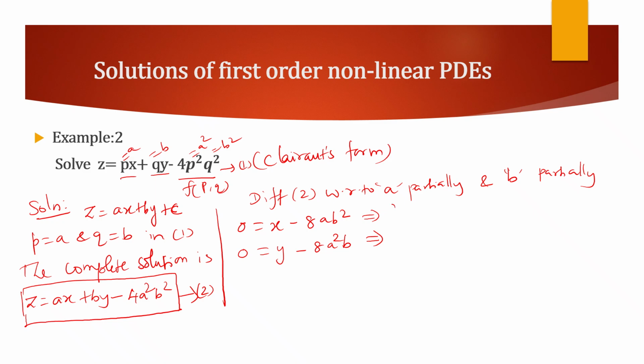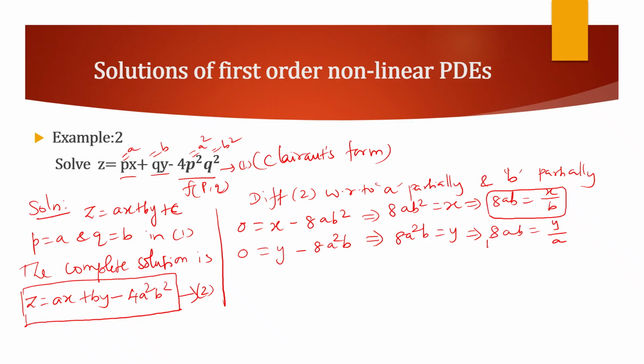But from the first we can write 8ab square is equal to x. And this implies that 8ab is equal to x by b. And from the second we can write 8a square b is equal to y. So from this we can write 8ab as y by a. So now comparing these two we can write x by b is equal to y by a. Since these two are equal, we can say this is equal to some constant k.